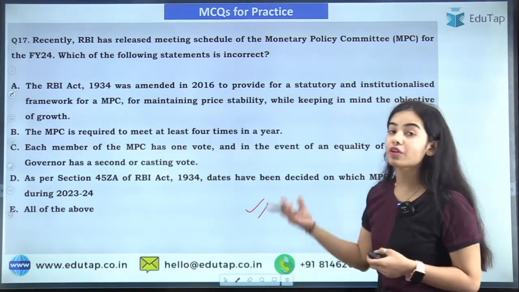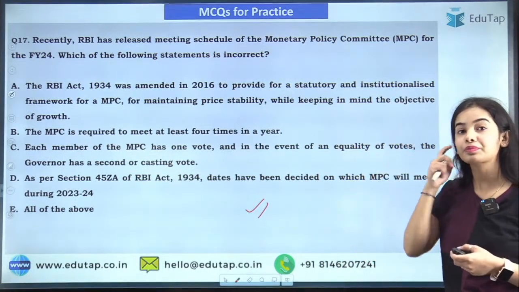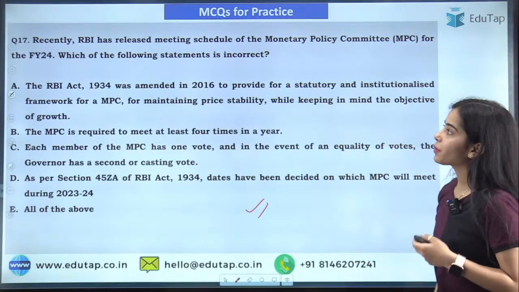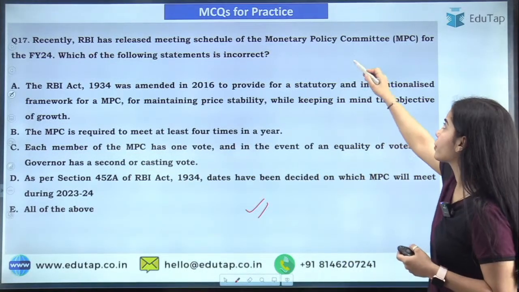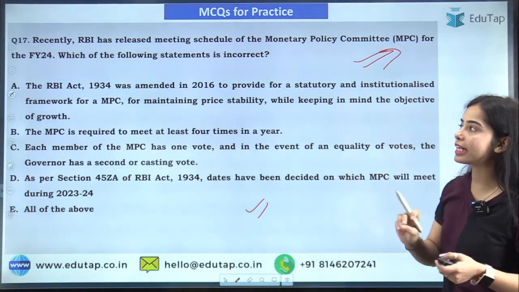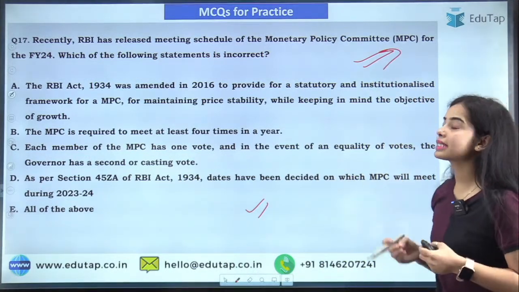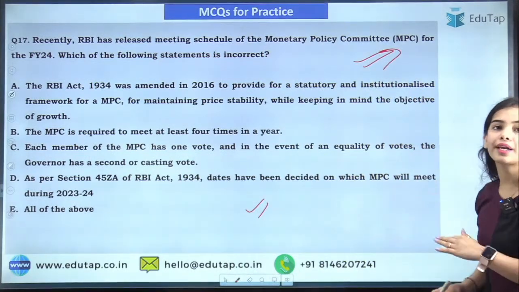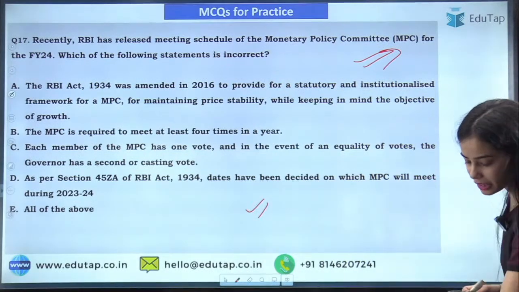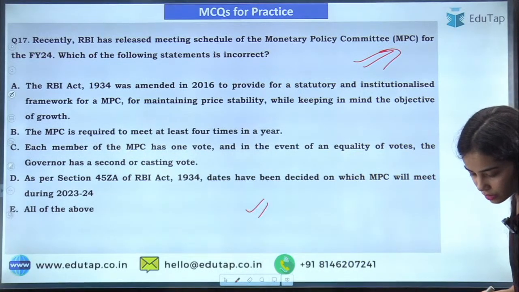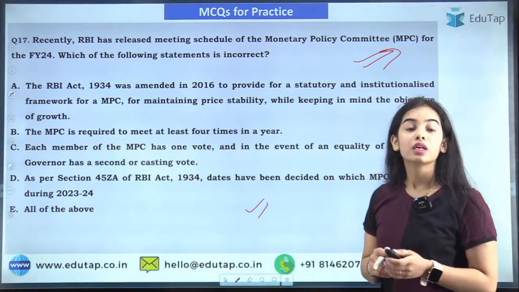So now, which of the following will be the correct answer? Recently, RBI has released the meeting schedule of the Monetary Policy Committee for the financial year 24. Which of the following statements is incorrect? So this is a static kind of question regarding the Monetary Policy Committee.